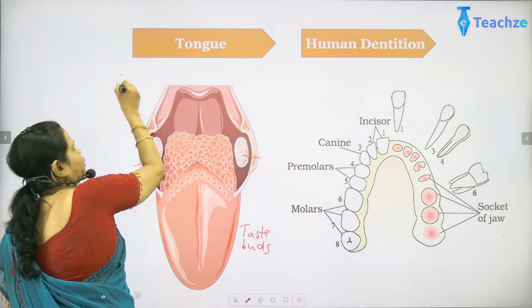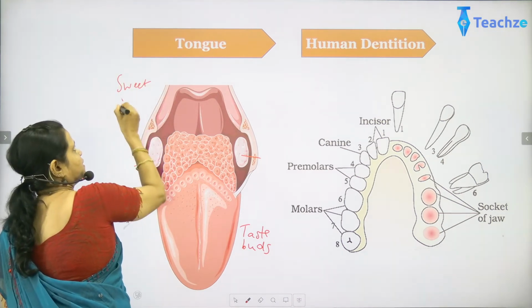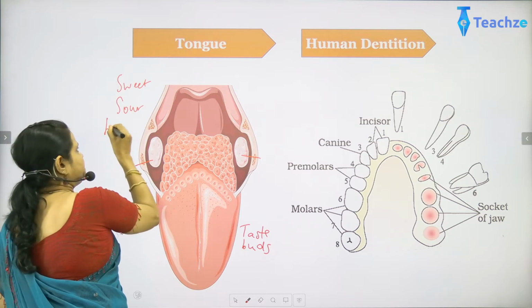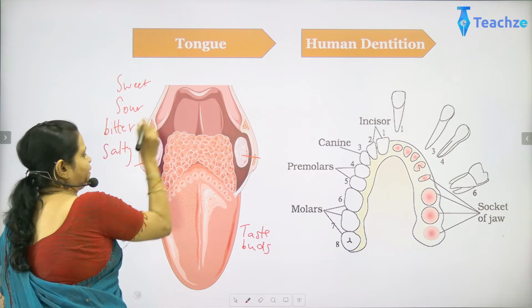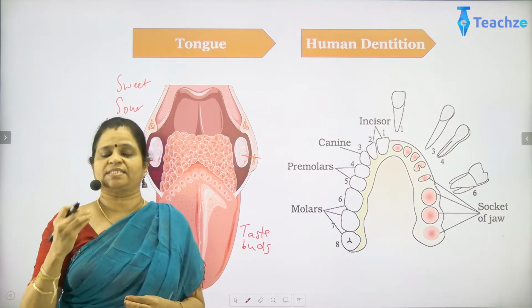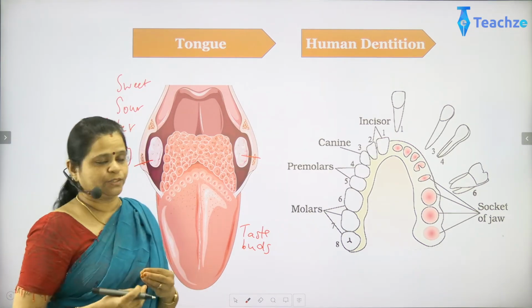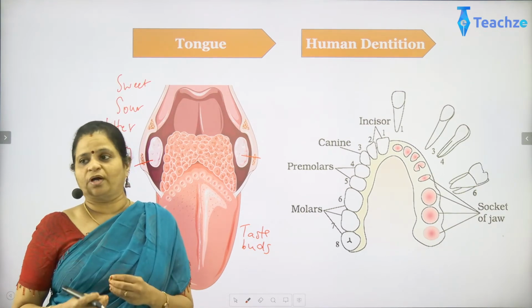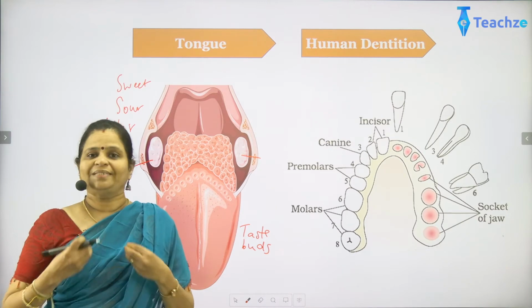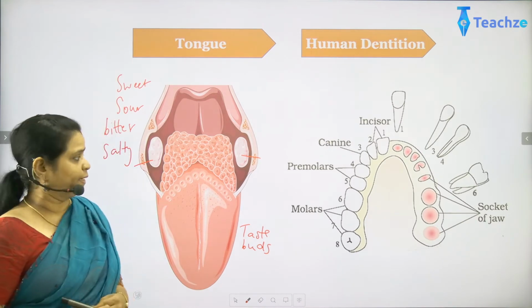The taste will be that of sweet, sour, bitter, and then salty. Now, different regions of the taste buds help you to taste these. Some people like to have a sweet tooth, they like sweet food. Some people prefer more salt. It depends on what kind of taste buds are activated all the time.